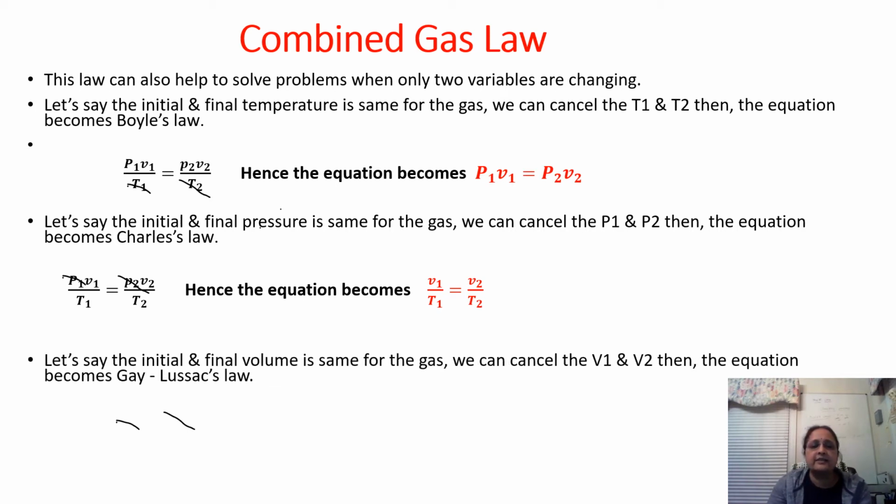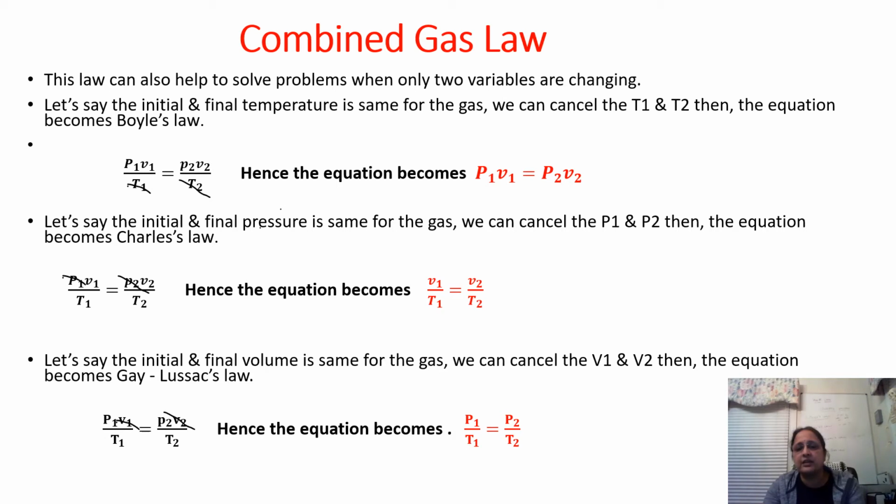In the same lines, if the initial and final volumes are the same for a gas, then we can cancel V1 and V2. Then the equation becomes Gay-Lussac's law, that is P1 by T1 is equal to P2 by T2. So instead of having many different laws, you can use the combined gas law, and it can be useful for any type of problem.